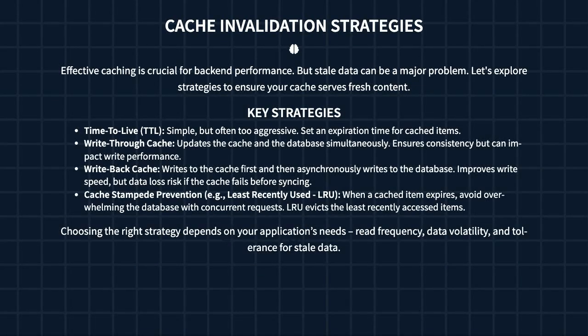Okay, let's talk about keeping our backend caches fresh. Caching is awesome for speed, but if the data in the cache isn't current, it can be really frustrating for users. We've got a few key strategies we can use. First up is TTL, time to live. This just means setting an expiration time for each cached item. Then there's write-through caching, where updates happen immediately to both the cache and the database, ensuring consistency. Write-back caches are faster for writes but have a risk of data loss if something goes wrong in between.